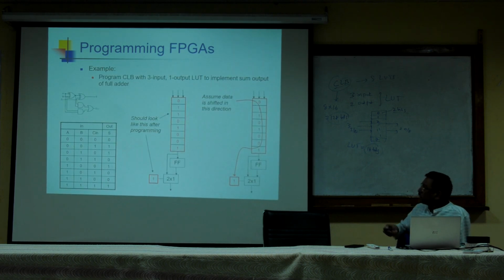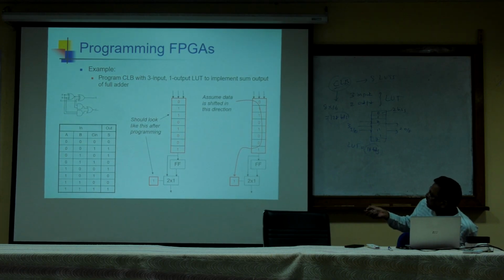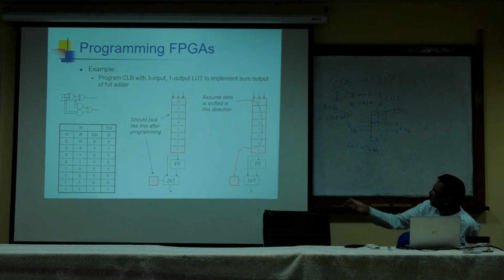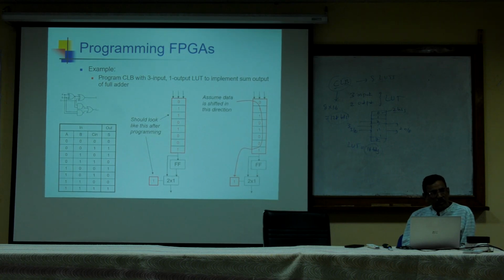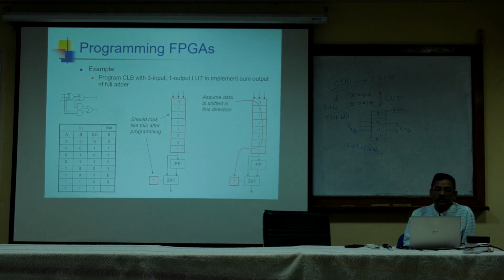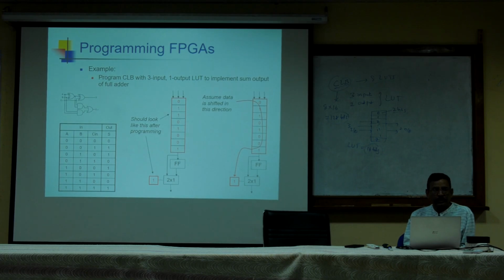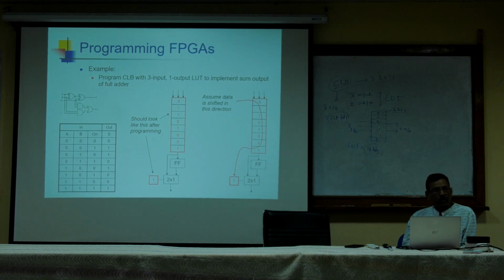Let's see a simple example. This is a full adder. In the full adder lookup table, what do you have to store? All the sum bits you have to store in this, and all the carry bits you have to store in this. Also one control flip flop is there, for selection of combinational, because this is a combinational circuit. So how many bits do you have to program now?